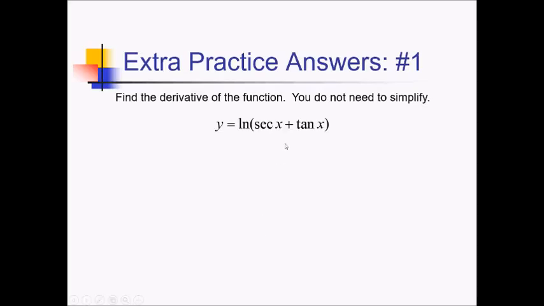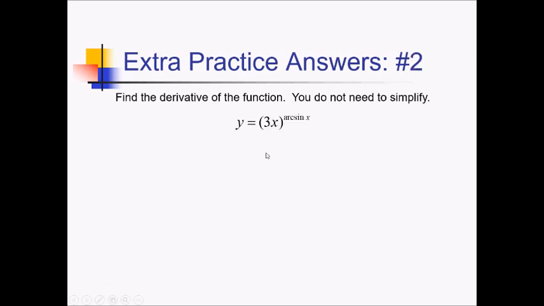For this one, we're going to need to use the chain rule. We have ln of something as the outer function. Taking the derivative of that is going to be 1 over the something, 1 over secant of x plus tan of x. Now we have to multiply by the derivative of the something. Derivative of secant is secant of x tan of x, and derivative of tan of x, we're going to be adding secant squared of x in there.